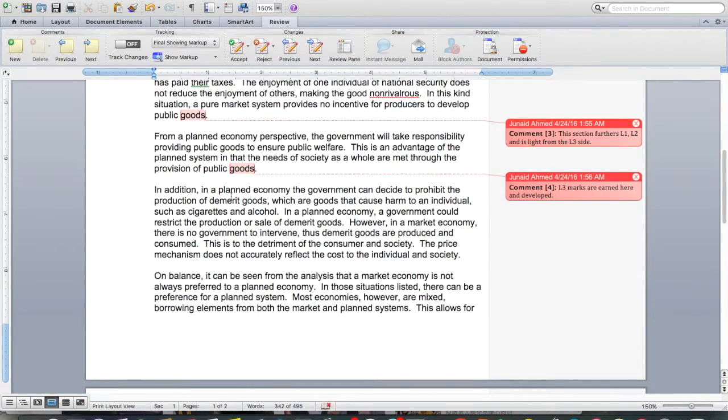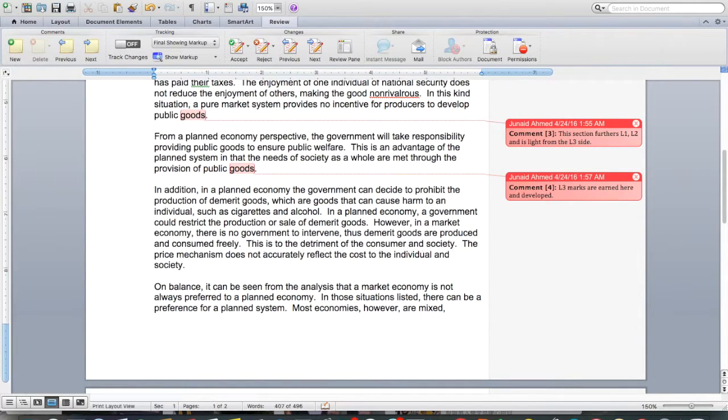In addition, in a planned economy, the government can decide to prohibit the production of demerit goods, which are goods that can cause harm to an individual, such as cigarettes and alcohol. In a planned economy, a government could restrict the production or sale of demerit goods. However, in a market economy, there is no government to intervene. Thus, demerit goods are produced and consumed. And we can say freely. This is to the detriment of the consumer and society. The price mechanism does not accurately reflect the cost of the individual and society.